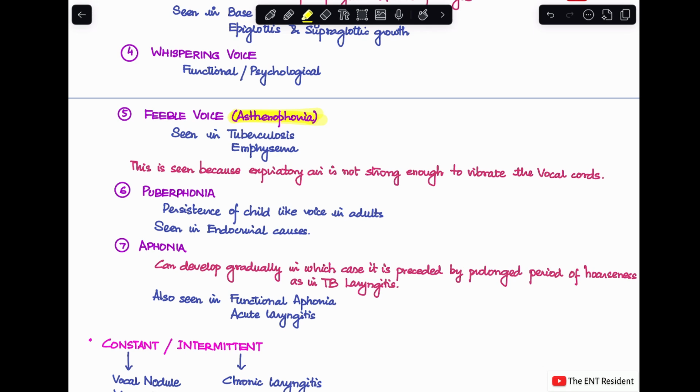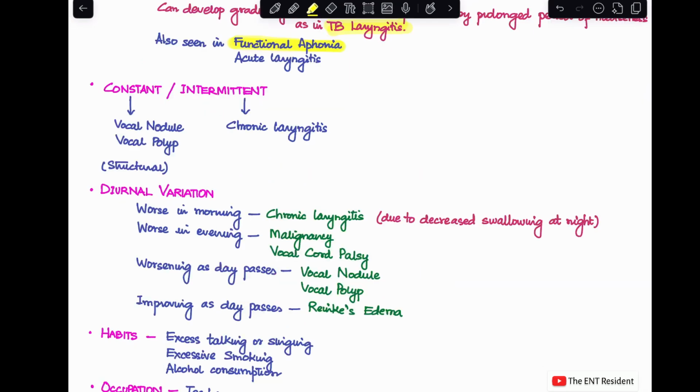What happens here is that there is no voice at all coming out of the patient. This is known as aphonia. This can be seen in TB laryngitis. It can also be a functional aphonia, where there's actually no structural problem at all. It can also be seen in acute cases of laryngitis. So, you have asked about the characteristic of the change in voice.